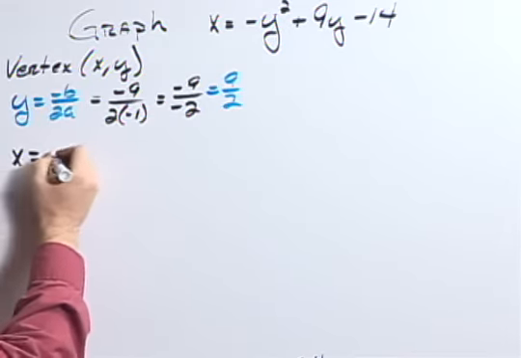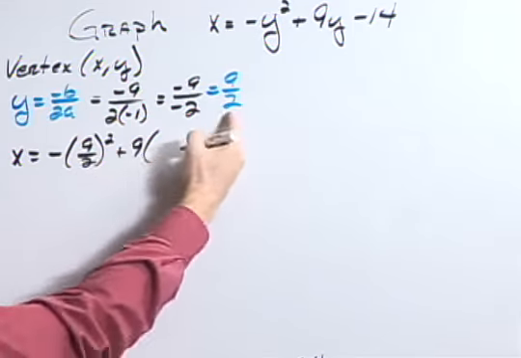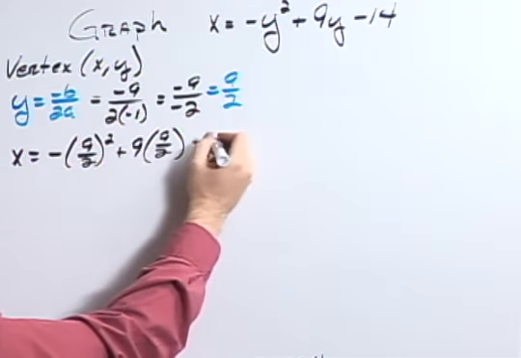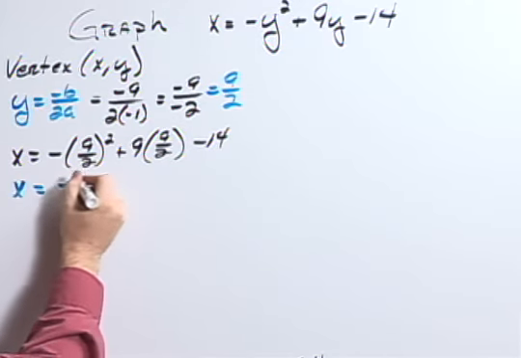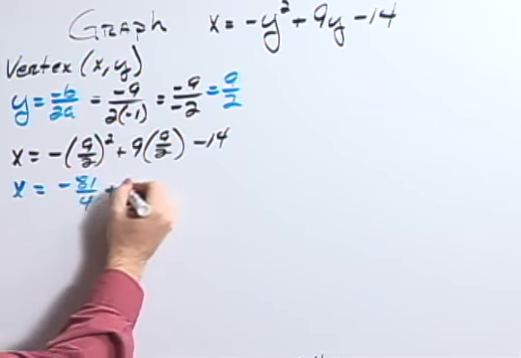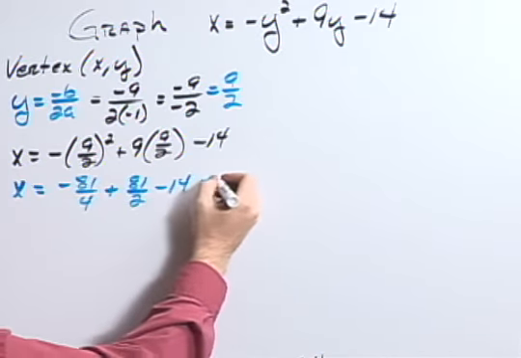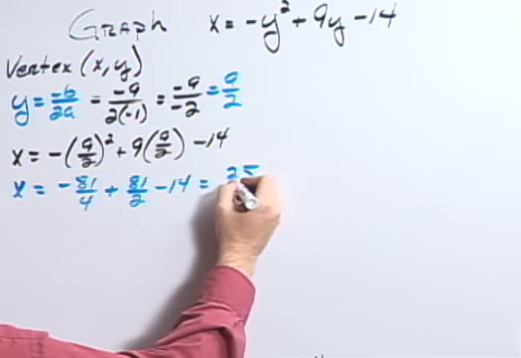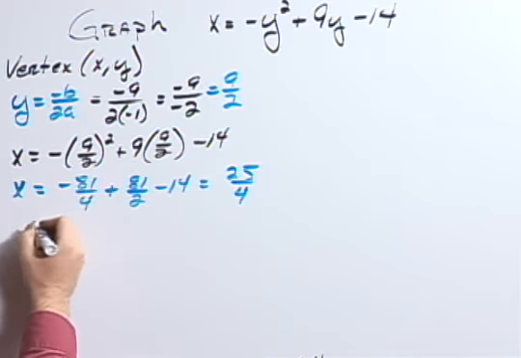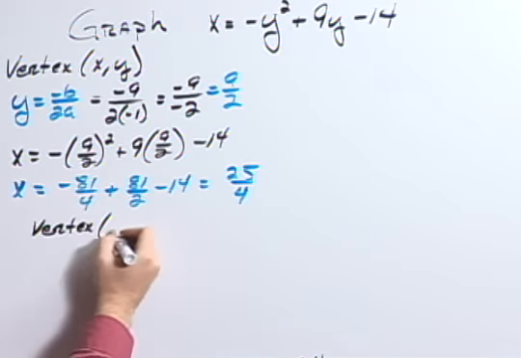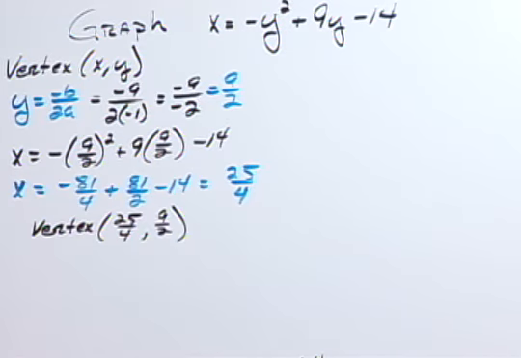Now that I know that y equals 9/2, I can use that to solve for x. So x will equal negative (9/2) squared plus 9 times 9/2 minus 14. Simplifying, x equals negative 81/4 plus 81/2 minus 14, or simply 25 over 4. So my vertex will be (25/4, 9/2).